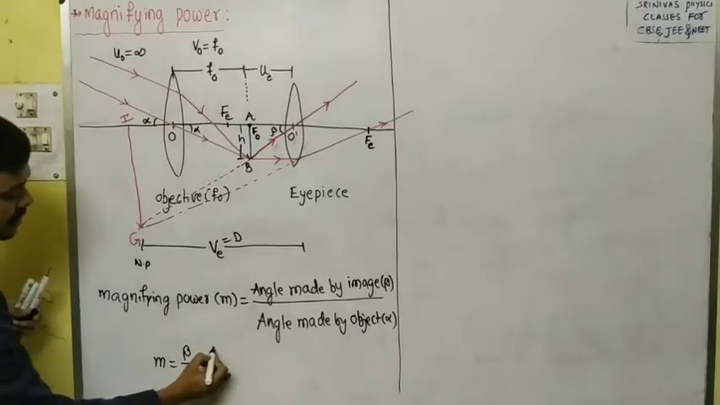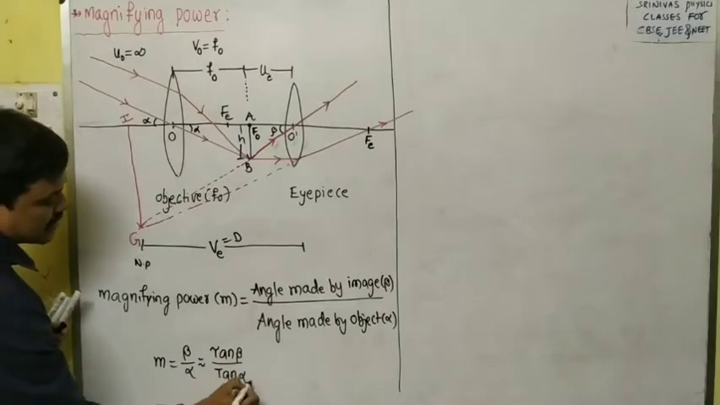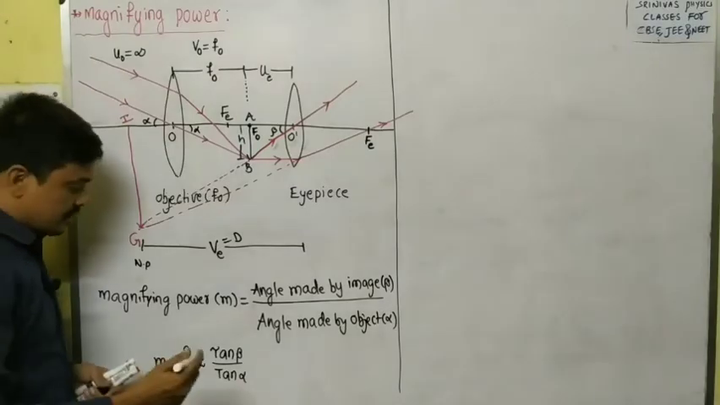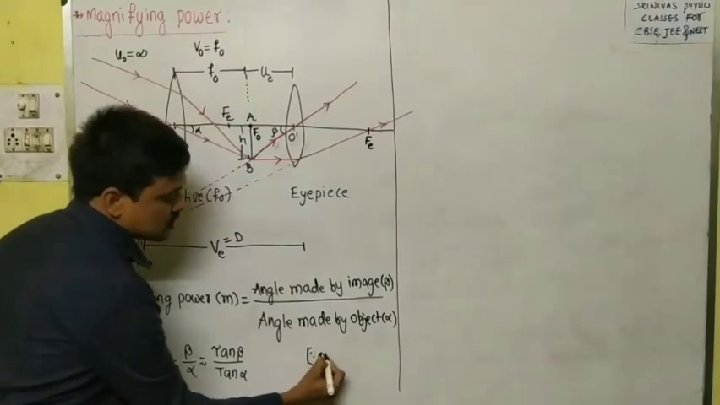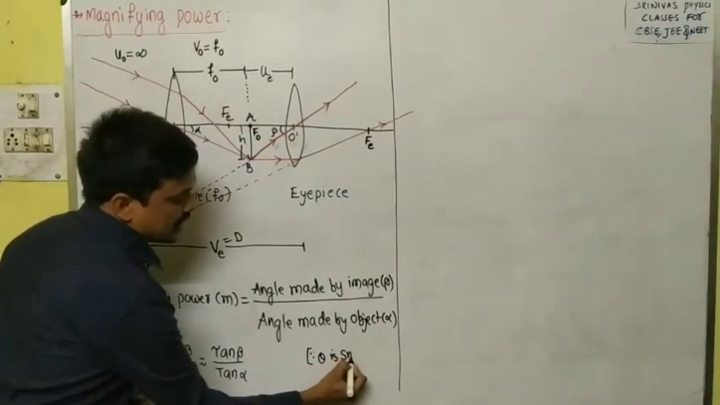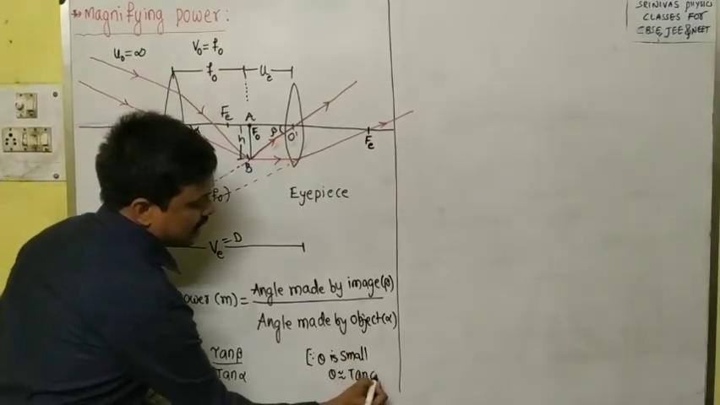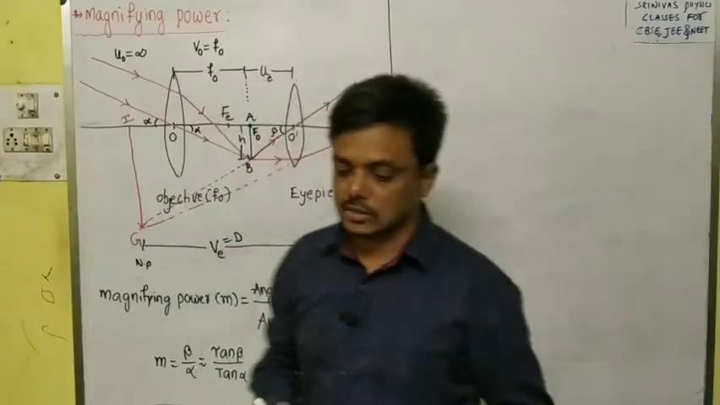When beta and alpha are small, we write tan beta by tan alpha. So m is equal to beta by alpha, and from that we can write it as tan beta by tan alpha, when beta and alpha are small. If theta is small, we can write theta nearly equal to tan theta, just like 0 is equal to tan 0. Tan 0 value is 0, right, like that. And now let us continue.